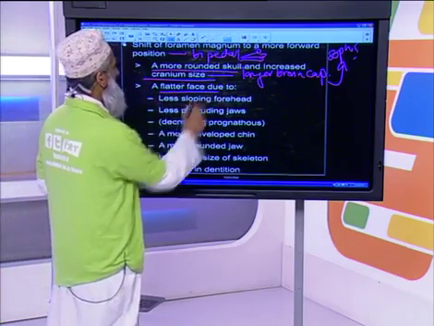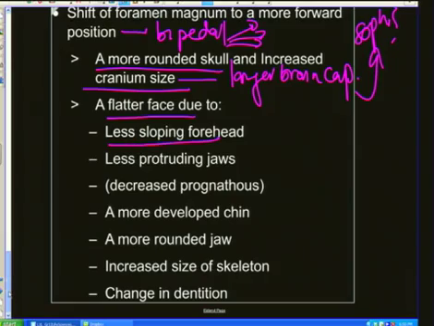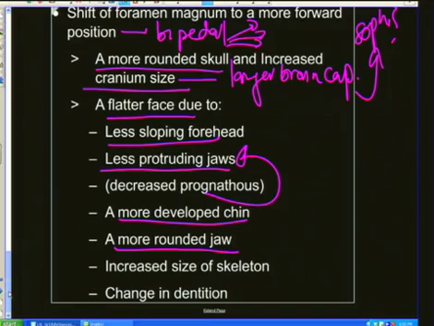A flatter face. Why do we have a flatter face? Because we have a less sloping forehead. We have less protruding jaws, which means decreased prognathism. A more developed chin, a more rounded jaw. Then we also have an increased size in the skeleton, and we have a change in dentition. All these things will have advantages.